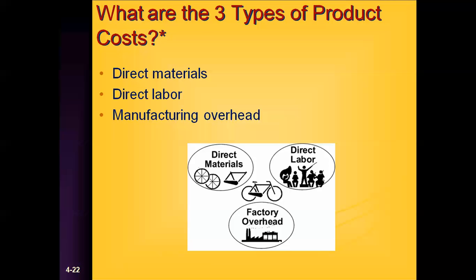For instance, it could be things like utilities or rent for a building. So manufacturing overhead are all manufacturing costs that are not classified as direct materials or direct labor. These would be sometimes called indirect materials, and as I mentioned before, this could include the manufacturing manager, the utilities expense, the rent expense, and other expenses such as depreciation. Okay, so those are the three types of product costs: direct materials, direct labor, and manufacturing overhead. Make sure you've got good notes on all of those.